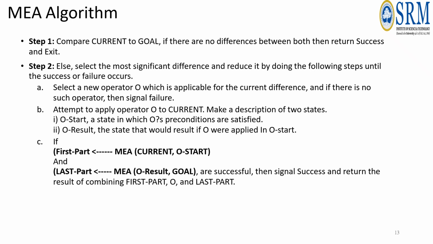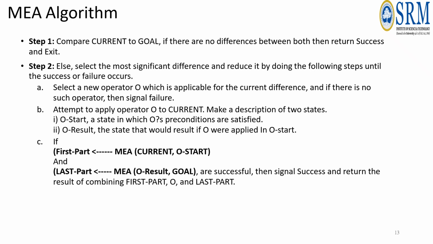Second, attempt to apply operator O to the current state. Make a description of the two states. First we start with O, and each can be represented with the precondition. Whether the precondition has been satisfied, we move to the next state. Once the result has been identified, the result will be O applied in the O state. The first part will be MEA of current state, start, which can be represented by using three different types of operations like delete, move, and expand.